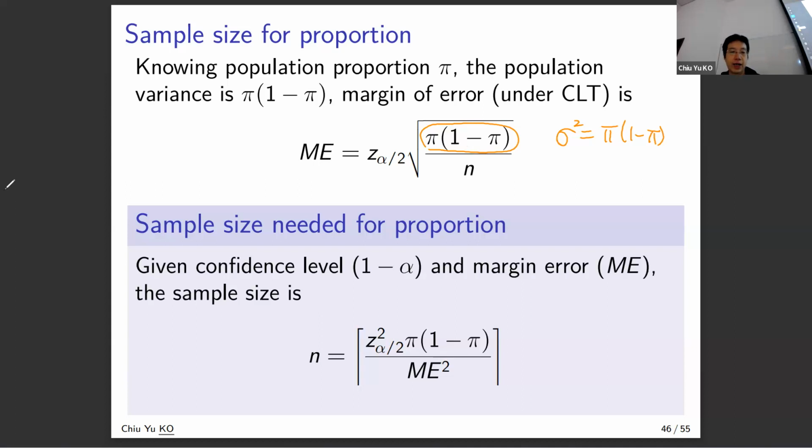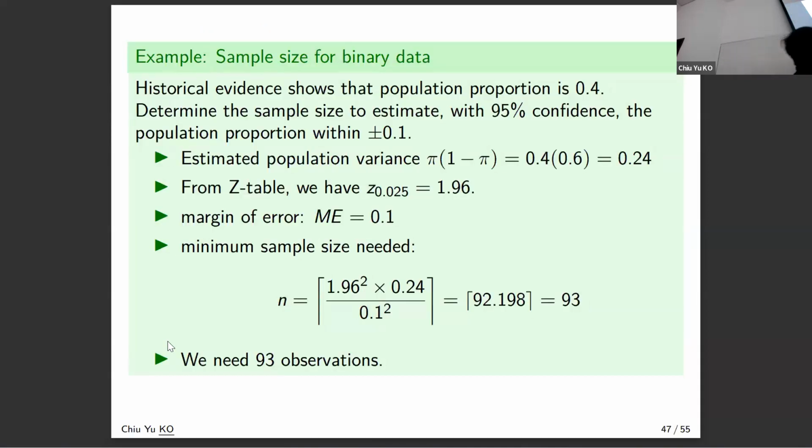So the formula just applies directly. Suppose I think the population proportion is 0.4. How do you get that? It comes from a previous survey, and you want to do the survey again, and that's how you get the number. I'm not going to go through the calculation because it's exactly the same.